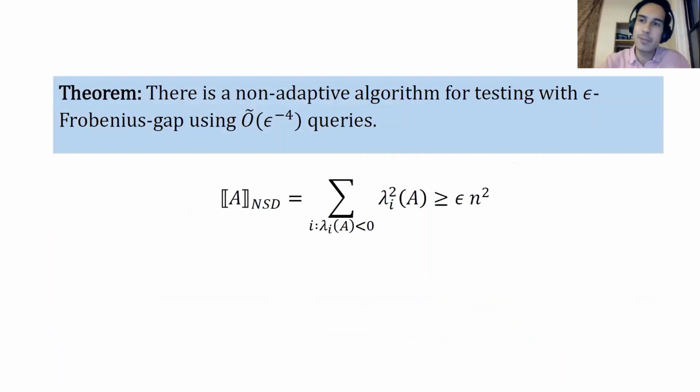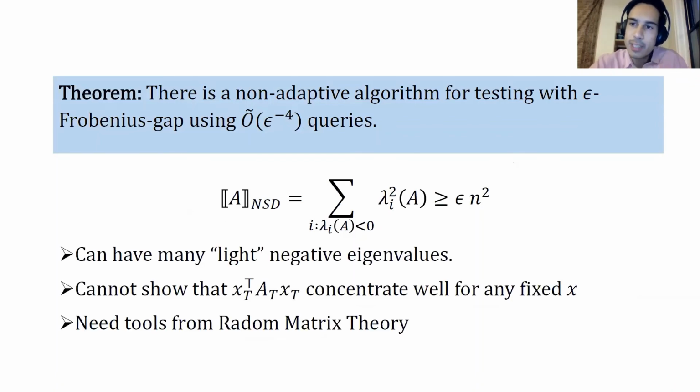I want to say something very briefly about the Frobenius norm gap. Recall the Frobenius norm gap says that the sum of squares of negative eigenvalues of A is at least epsilon n squared. I'm going to use this funny notation, A NSD, to denote the sum of squares of negative eigenvalues of A. Now, the difficulty with the Frobenius gap is that this negative part, this NSD part, can be spread out over many light negative eigenvalues of A. So there's not going to be any large individual eigenvalues that will concentrate when we look in a single direction. So we need a different approach than for the spectral norm gap.